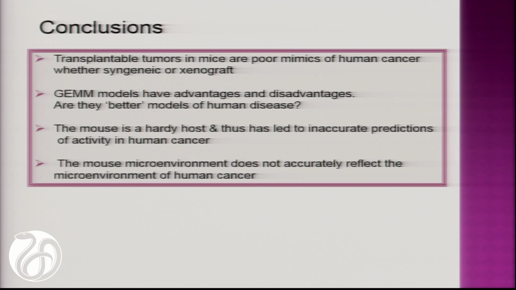But we have to remember that the mouse is a hardy host and has led to inaccurate predictions of compounds in human cancers, in part because it can tolerate drug doses or compound doses that are much higher than patients can tolerate. And the mouse tumor microenvironment does not accurately reflect the microenvironment in human cancers.